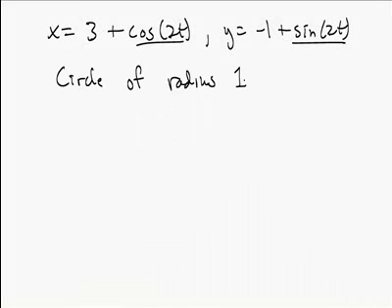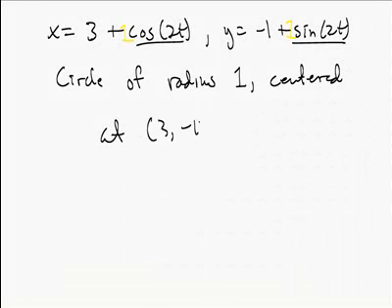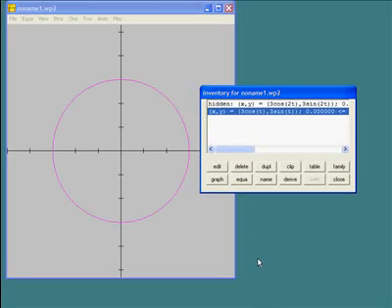Why is the radius 1? Well, because we have a 1 that's a coefficient on our sine and cosine. So a circle of radius 1, but centered at 3 for x and negative 1 for y. Centered at 3, negative 1. Let's go ahead and put that in here. So 3 plus cosine 2t.